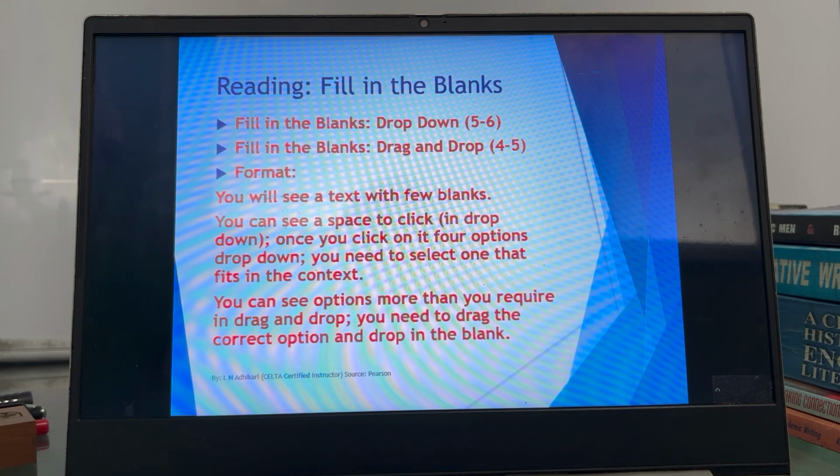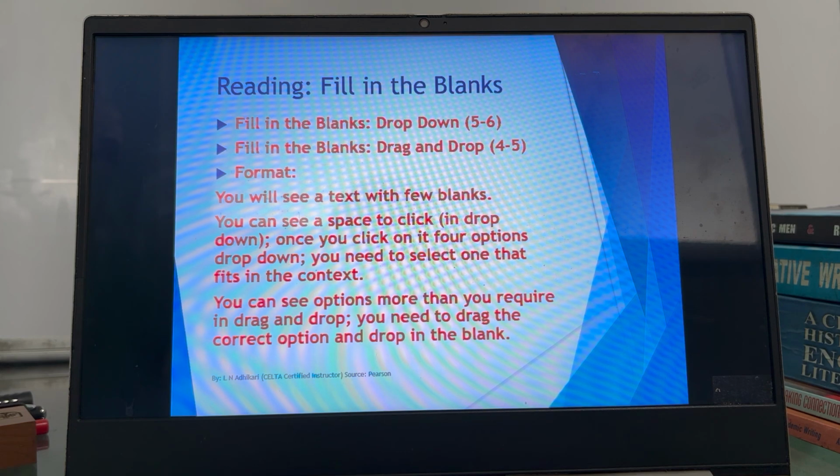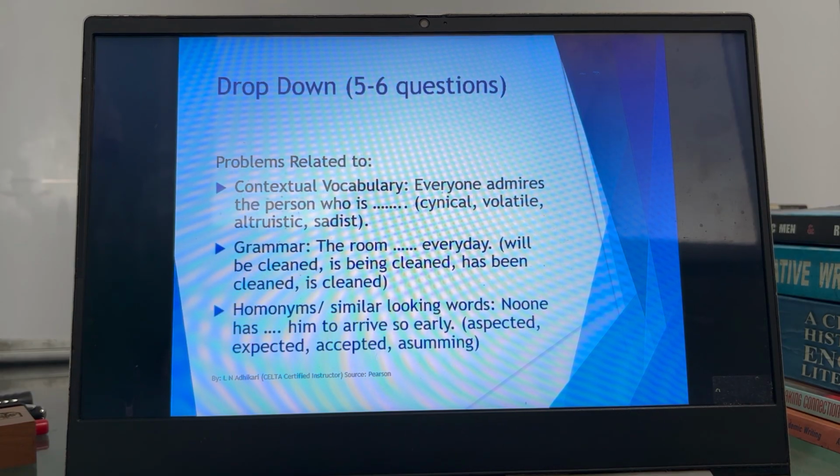In drag and drop, you can see options at the bottom of your screen, down below the question. You will see more options than you need, and you have to select the right answer. You need to drag and you need to drop in the space. Why are these 2 questions designed? These 2 questions are designed basically to test these concerns.